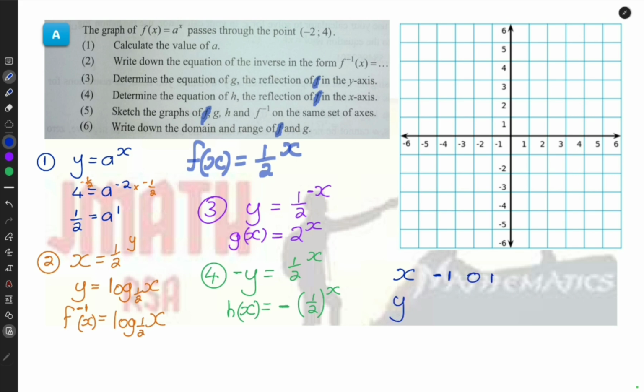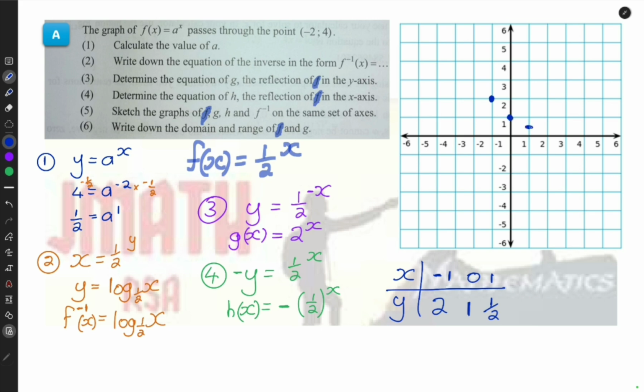So you go mode, table, type in the equation, and then start at minus 1, end at 1, step is 1. When I type that in, I would see that if x is minus 1, this is going to be a 2, to the power 0 is 1, and then to the power 1 is a half. Those are the coordinates I'm going to use to sketch the f(x) function. So when x is minus 1, y is 2. I'm going to do a dot there. When x is 0, y is 1, and when x is 1, y is a half.